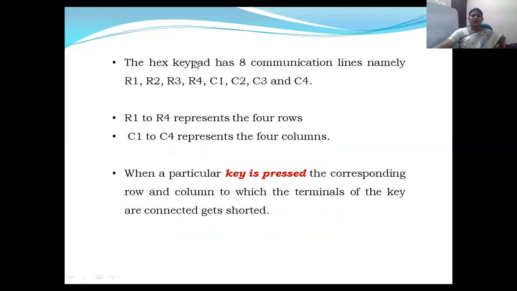And in this hexadecimal keypad, you will be having 8 communication lines, that is R1, R2, R3, R4, C1, C2, C3, C4. R1 to R4 are the 4 rows, and C1 to C4 are the 4 columns. When a particular key is pressed, the key will be connected, shorted, it will be short circuited. Then you say that that particular key is pressed.